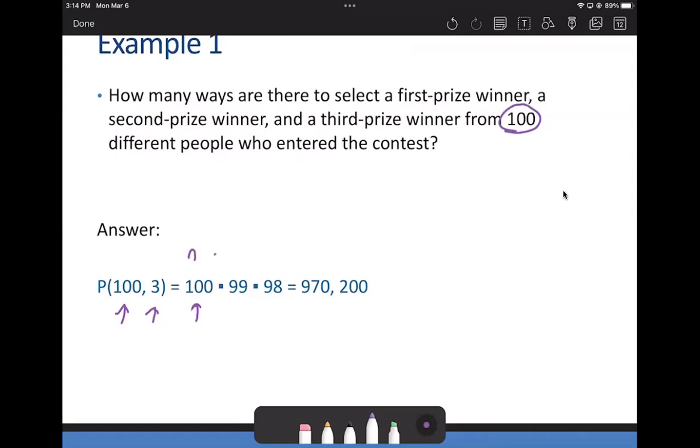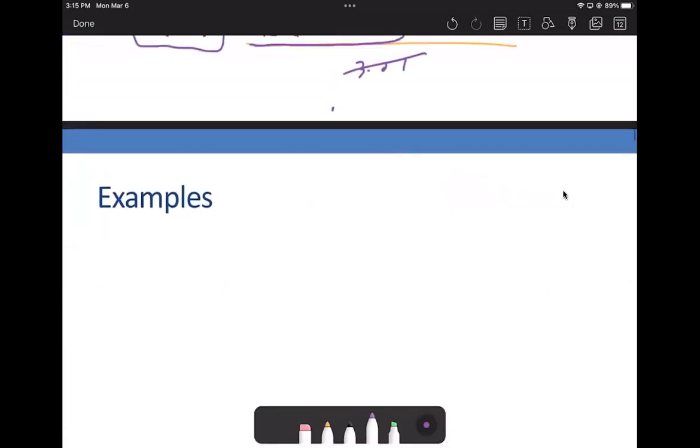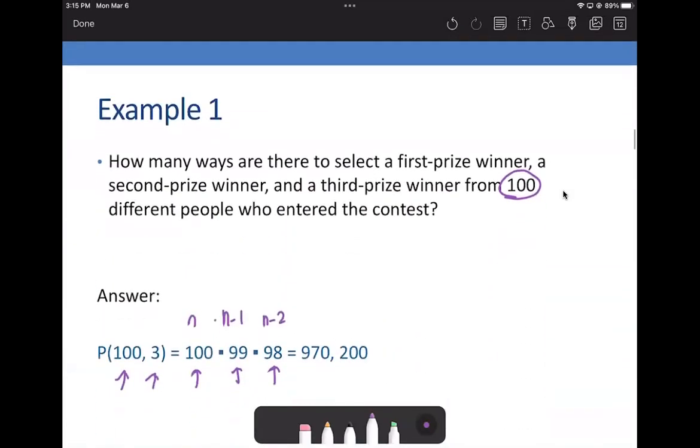And then next would be, since nakaselect na tayo ng first prize na winner, we will have 99 people left to select the second prize na winner, and that is N minus 1 for selecting the next second prize na winner. And then for the third prize, we will have the N minus 2, in this case, the 98 na ways to select the third prize na winner. So that is equivalent to 970,200.